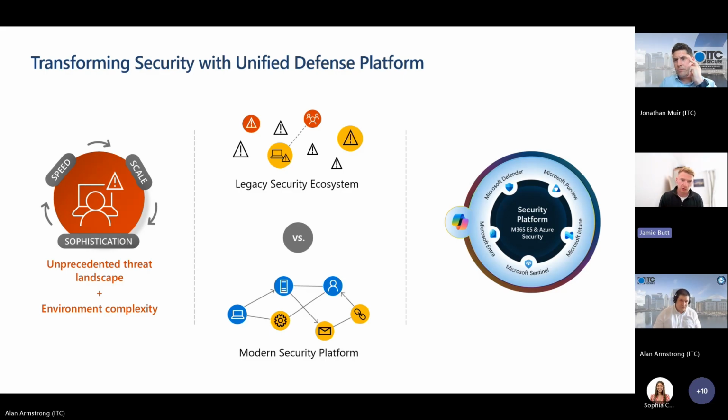Obviously, some of these migrations can be quite daunting to approach, but working alongside myself from a Microsoft perspective and a partner like ITC Secure, we're really there to hold your hand every step of the way. The partners are fantastic in demonstrating that journey and what it's going to take to move to this consolidated security platform from a security perspective.